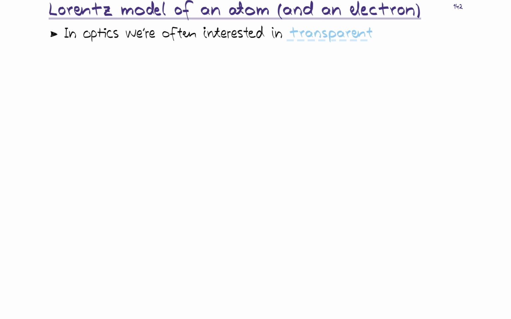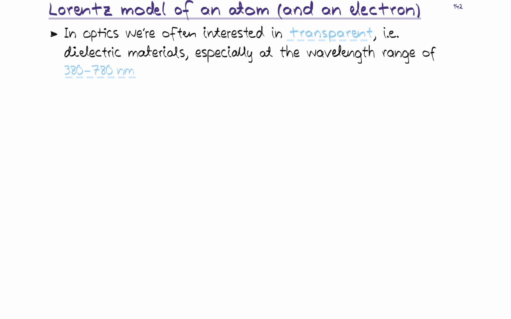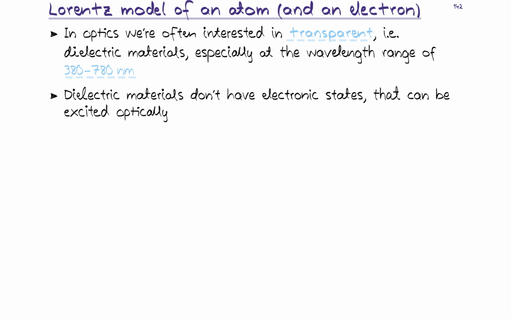In optics, we're really interested most of the time in transparent materials. So essentially dielectric materials. And this means that, since we are in optics, we want to look into the wavelength regime of 380 nanometers to 780 nanometers. And here, dielectric materials are nice because they don't really have electronic states that can be excited optically. So dielectric materials are such that they have an electronic band gap of a considerable size, and that essentially means that we cannot excite electronic states using visible light.